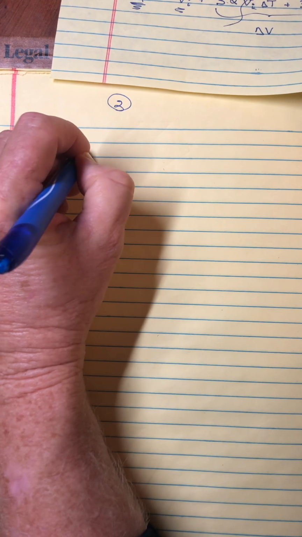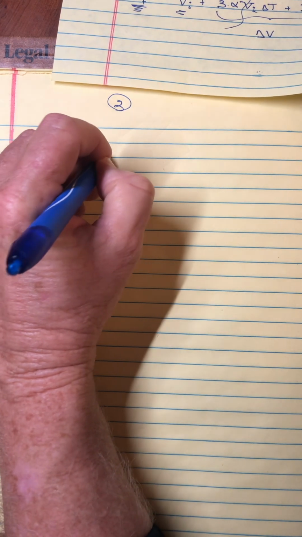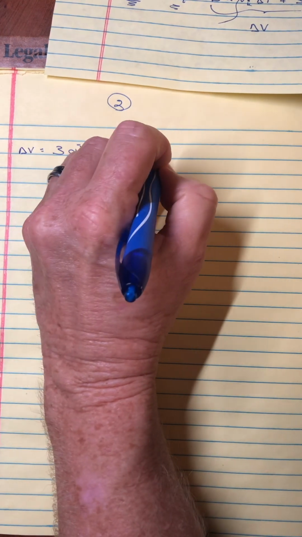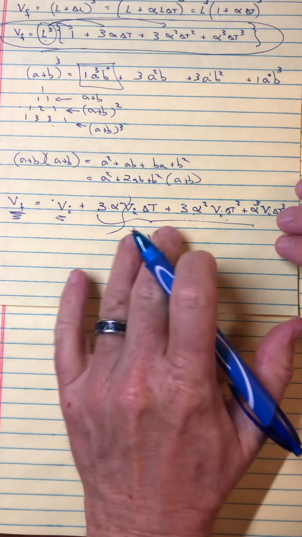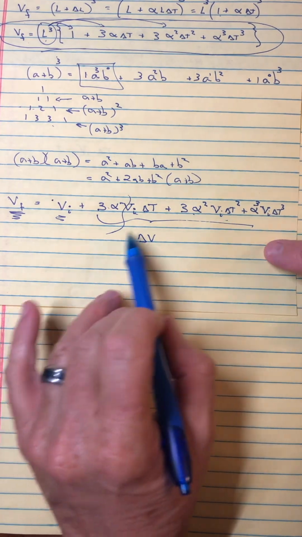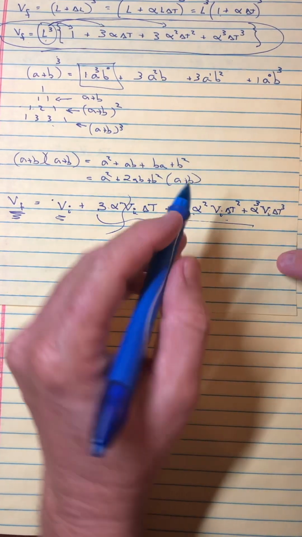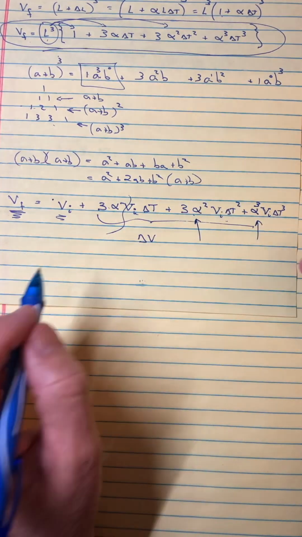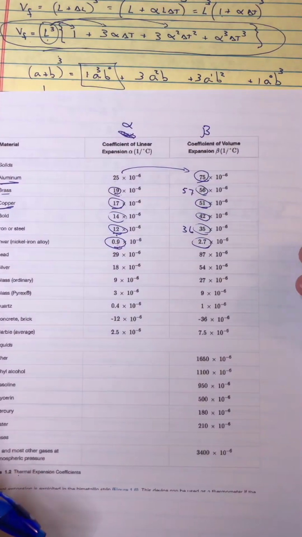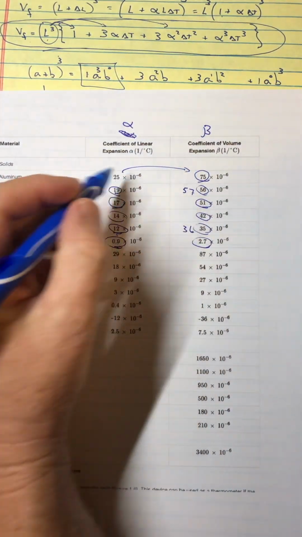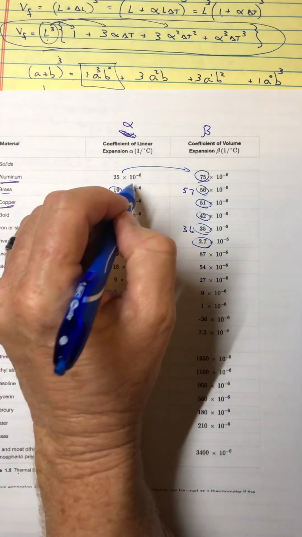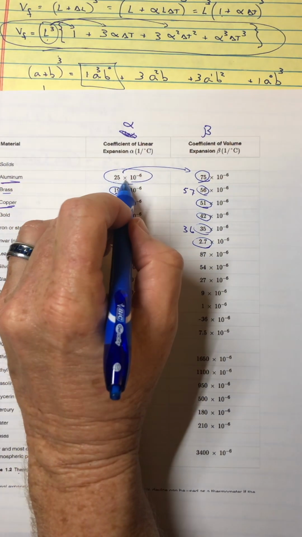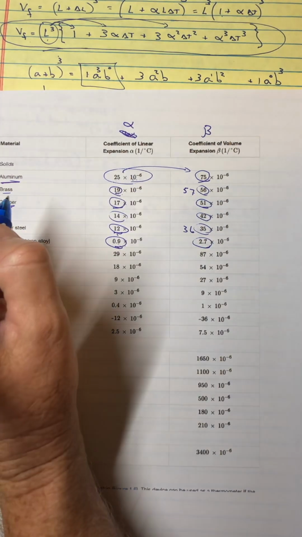And so I really have delta V equals, and that first one here is 3 alpha times the initial volume times delta T. And then let me just go dot, dot, dot. Let me not even write these. And here's why. As I look at these higher order terms, I have alpha squared and alpha cubed. I come back to this chart and look at any of these alphas, and I'll just pick on aluminum. I've got 25 times 10 to the minus 6.